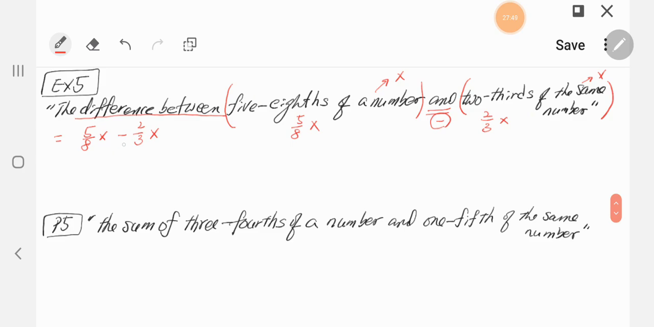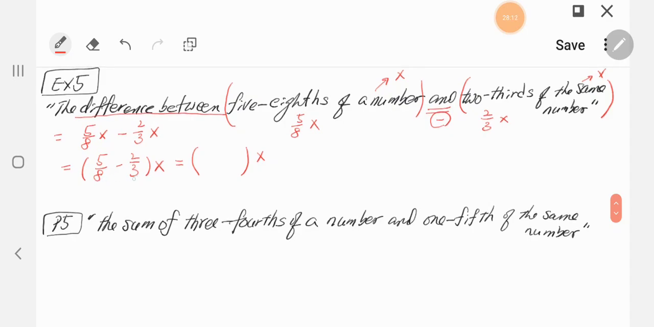These two are like terms, isn't it? Like terms. So why don't we add the coefficients? 5/8 minus 2/3, times x. Right? Add the coefficients followed by x. Then the LCD, do you know how to add the fractions? I hope so. Okay, 8 and 3, 8 and 3. What is the LCD? The LCD is the product of these two, in this case. So 3 times 8, 24.